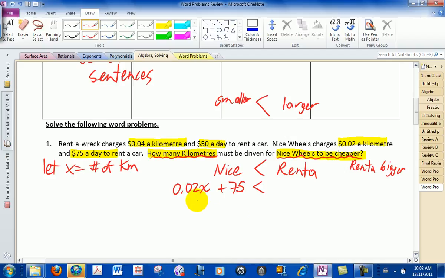Well, it's going to be very similar. You're going to have some number times X plus the constant. So what's the constant for Rent-A-Wreck? $50, right? No matter if you drive it or not, you're paying $50. How much per kilometer?